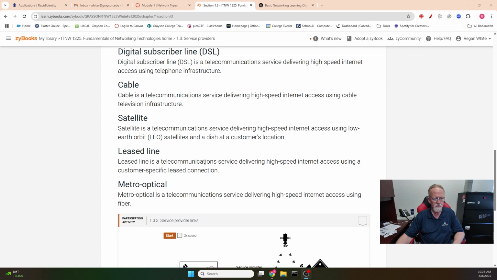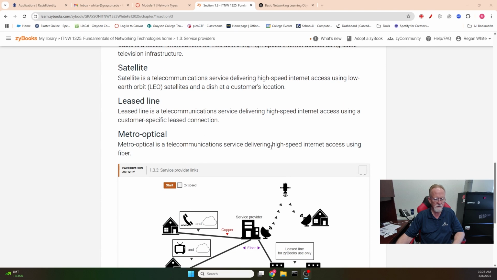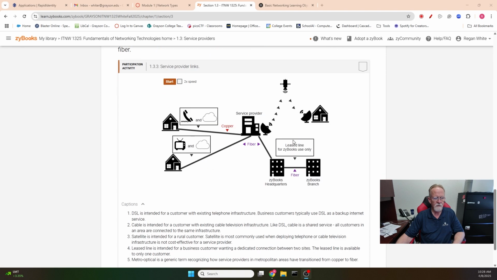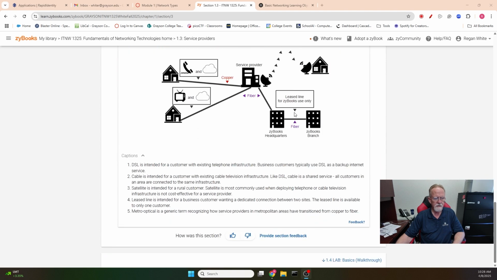That's the main advantage. Metro Optical is a service delivering high-speed internet using fiber optics. Once again, don't forget to complete this. And then at that point, we're going to start on the labs. So that'll be the next thing we look at in this section.